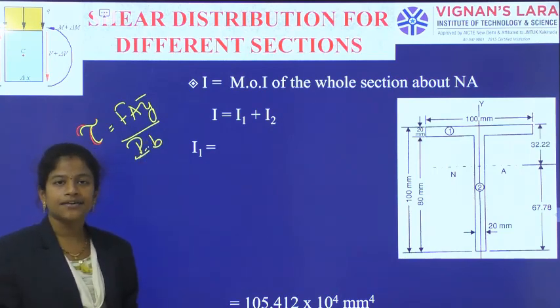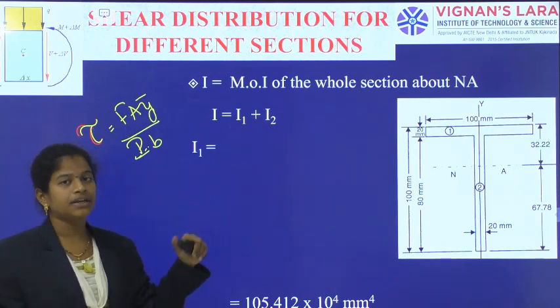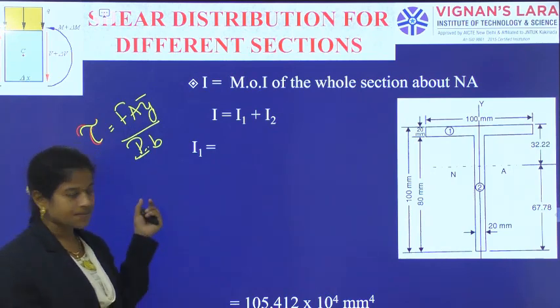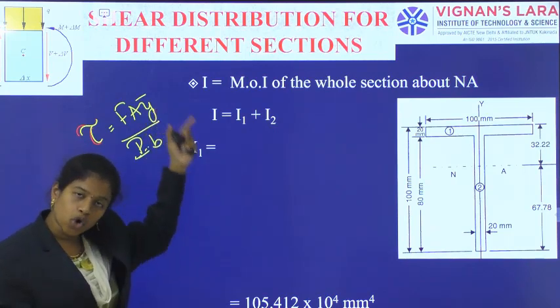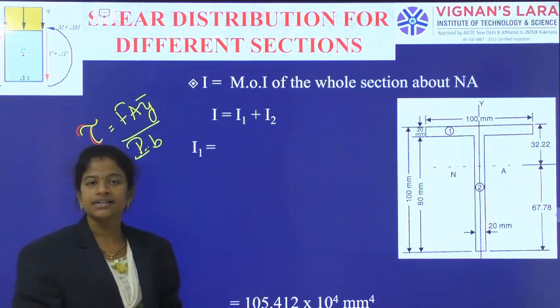So, what is this F? Shearing force at the section. A into y bar is the area moment above the level at which we are calculating the shear stress. I is the moment of inertia of the whole section. B is the width of the beam at the level at which we are calculating the shear stress.